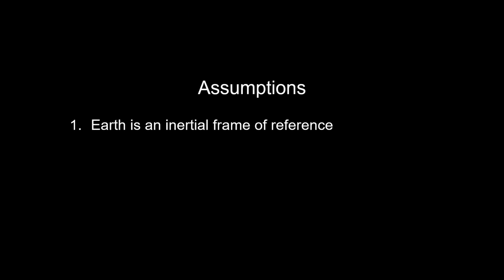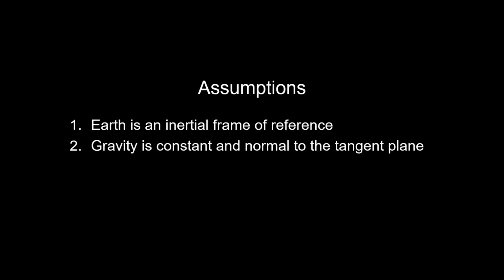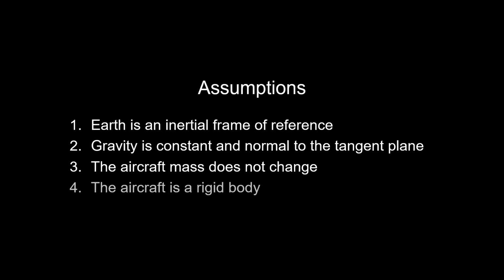Some of the assumptions worth noting behind these equations are: the Earth is an inertial frame of reference. Gravity is always acting normal to the tangential plane, down and constant. The aircraft mass is assumed constant. Otherwise, we'd have time derivatives of J, the inertia matrix, in the rotational equations. The aircraft is assumed to be a rigid body, so we're neglecting structural modes.